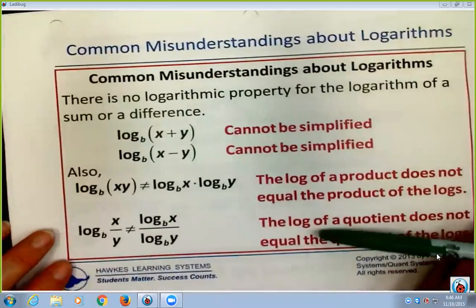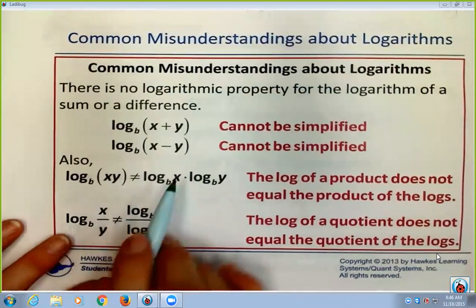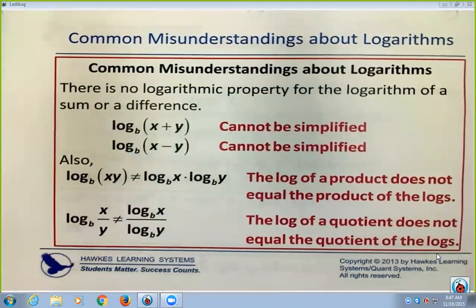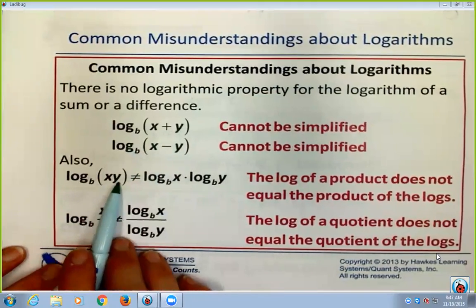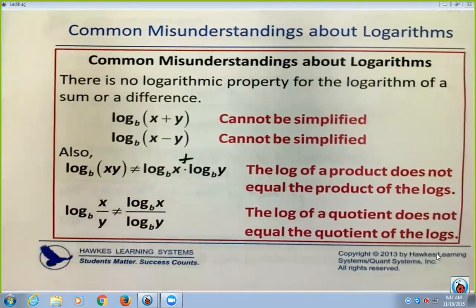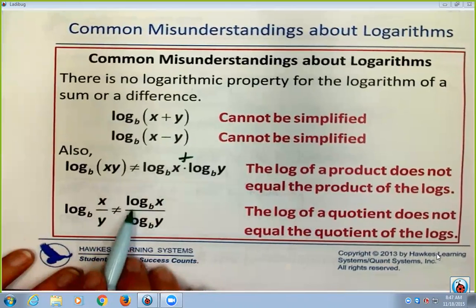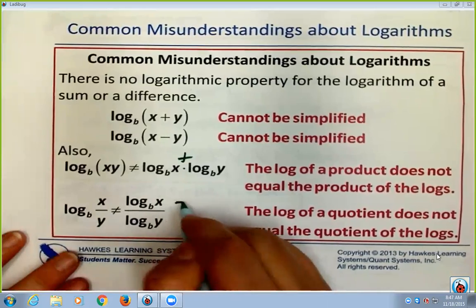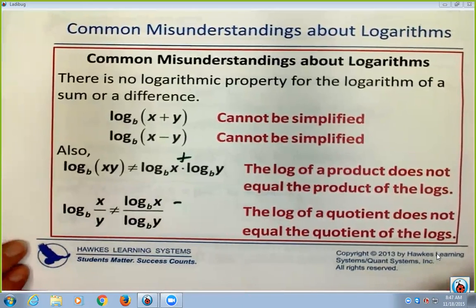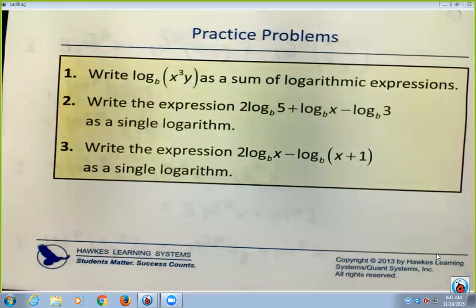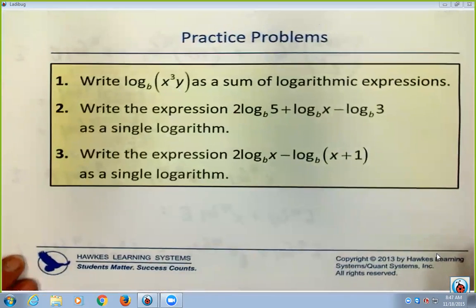Then some misunderstandings. Again, these cannot be simplified. They have to stay as they are, and we found that out. If we break this piece apart, it's not times, it's a plus that should go in between those two. And if you have this, it's not looking at it in that format. It's looking at it as a minus in there. So just some common things that might cause us a little bit of difficulty. They stick those in there to give you an idea of what happens.